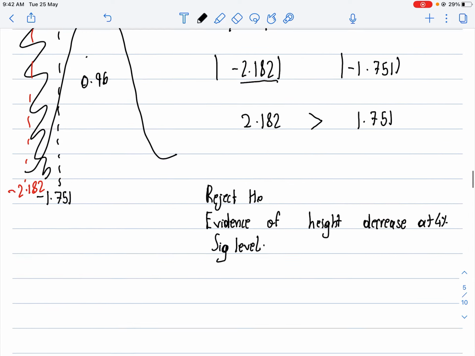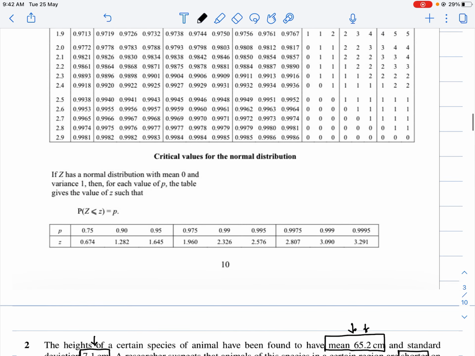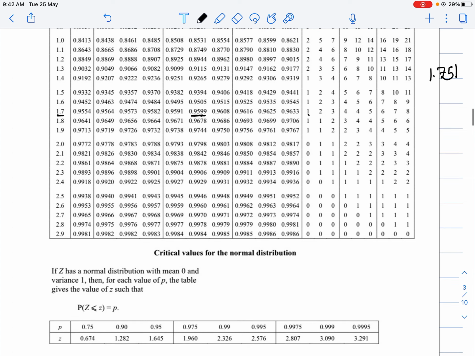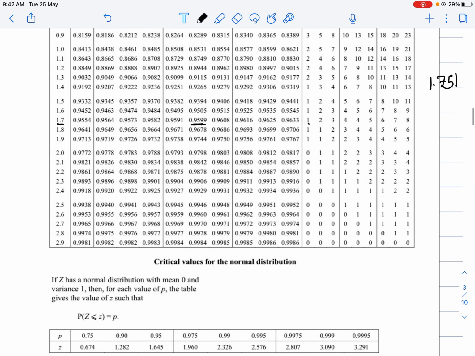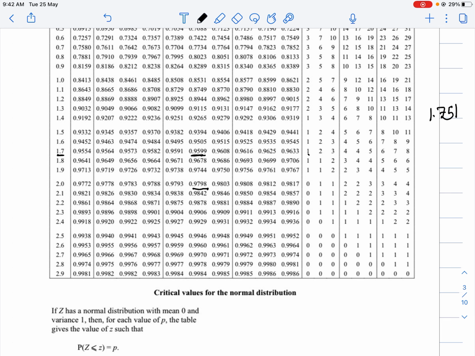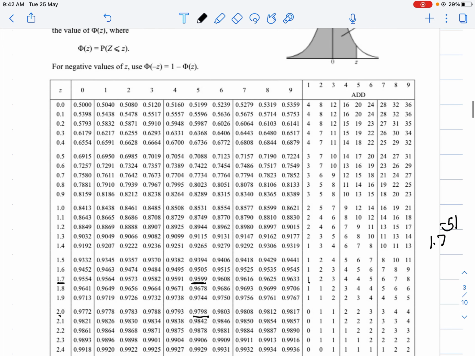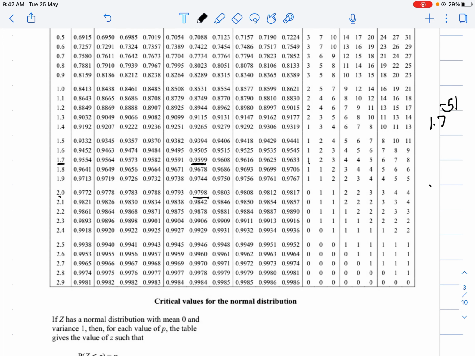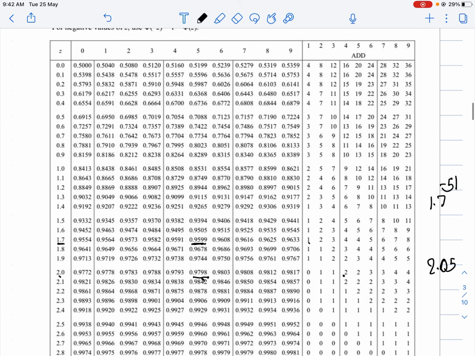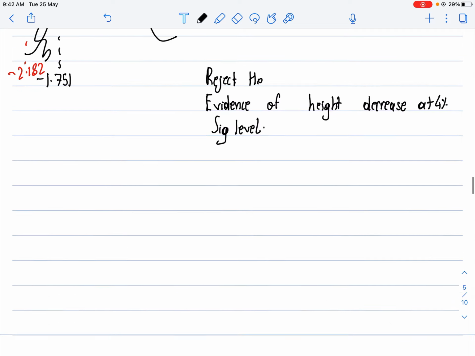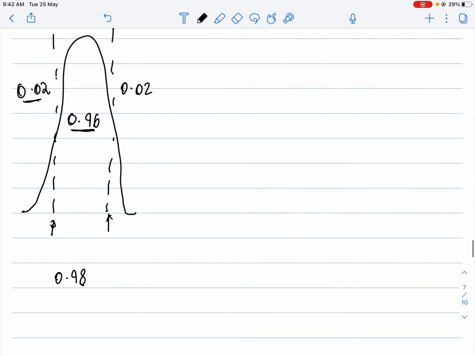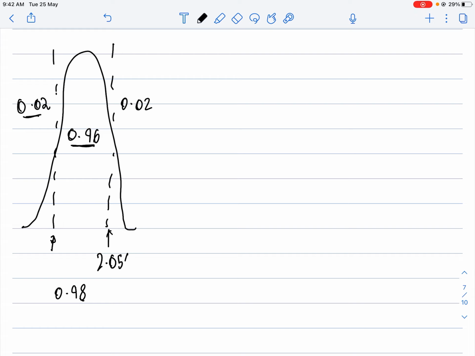So I can go up to my table and search for 0.98. If you see, I have 0.9798 here, which is 2.05. But now it's missing by 2 places, so I'll have 2 here, which gives me 4. So I can write 2.054 and negative 2.054.